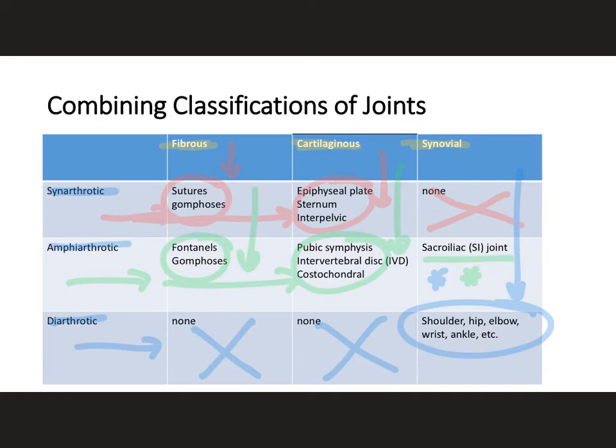sutures and gomphoses, these hold tightly together. Gomphoses also, remember, allow some movement, so they are actually considered primarily amphiarthrotic. That's why I did not capitalize this one. We see the cartilaginous synarthrotic joints, the epiphyseal plate, sternum, and the interpelvic joints. We see our cartilaginous joints that are amphiarthrotic. And again, our synovial joints are all diarthrotic with the exception of one. Don't panic on this chart. We're going to fill it out as we go through the parts of the skeleton and its joints.